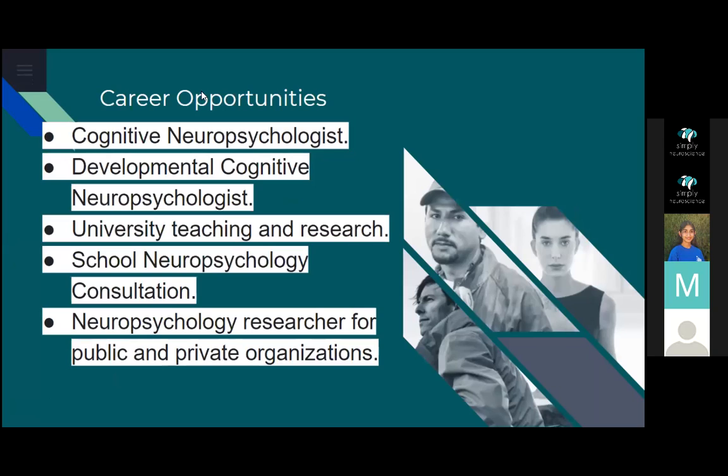And then, talking about career opportunities, neuroscience is a very interdisciplinary field, so there's a lot to do in terms of neuroimaging. There are cognitive neuropsychologists and developmental cognitive neuropsychologists. You can also work in academia at a university, where you can do teaching and research. You can also work in a school as a neuropsychology consultant. And outside of academia, you can work as a neuropsychologist researcher for both public and private organizations.